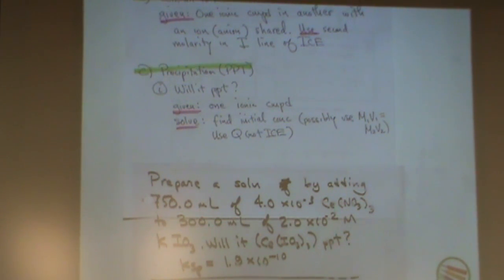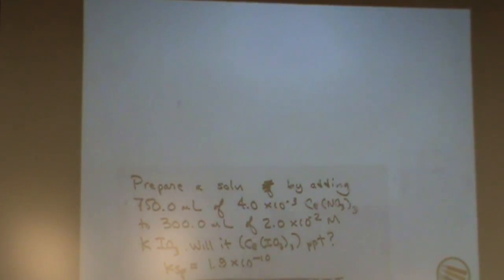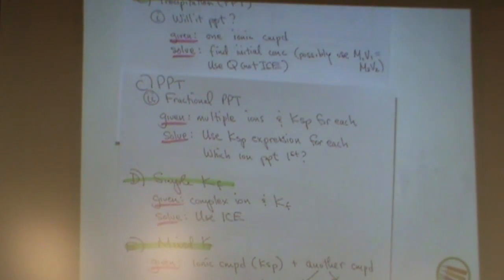All right, let's go to the next one. I guess I'll do this so you can see both here. See part 2, fractional precipitation, which somebody asked me about. It's really easy to notice this one because there are multiple ions in play. Multiple ions in play. Let me see if I can find one here. Here's one.